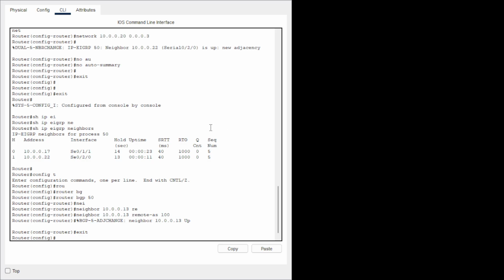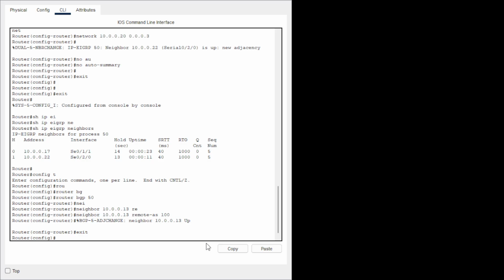In kbps that is 1544, and the delay is 20,000 microseconds, which in tens of microseconds will be 2000, and the MTU is 1500, and reliability is 255, meaning 100% reliable, and the load value can be 1 to 255, where 255 is fully loaded. Okay.